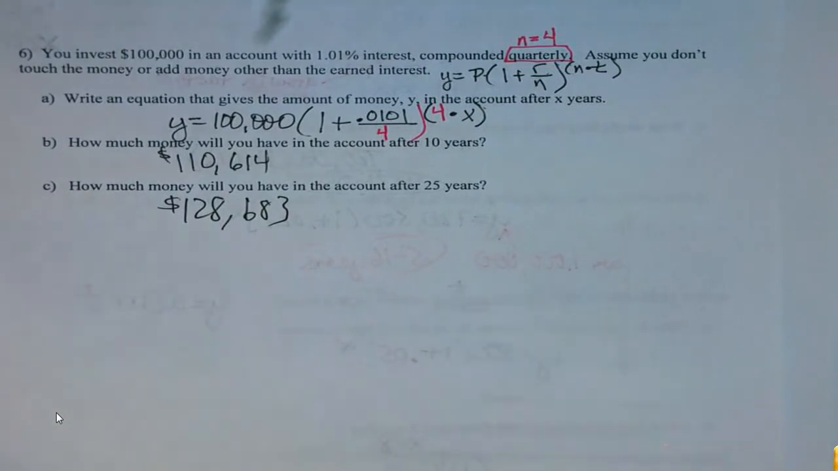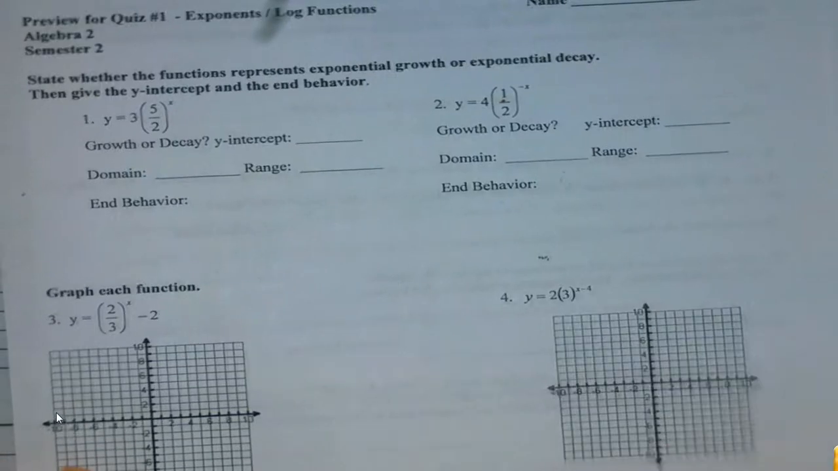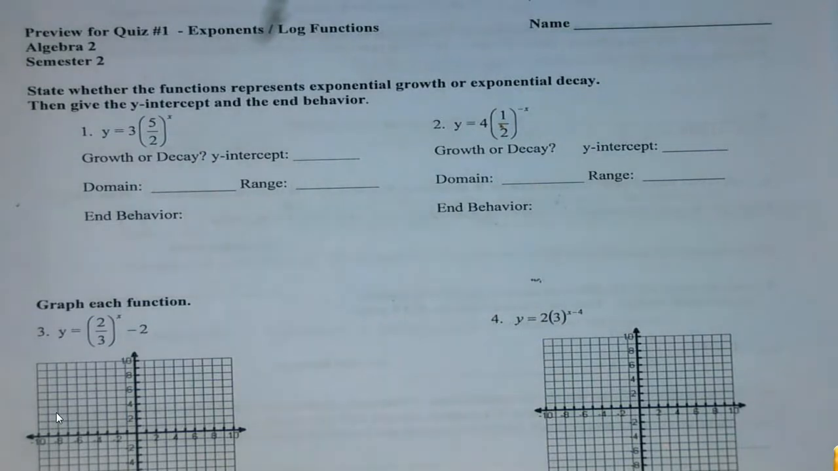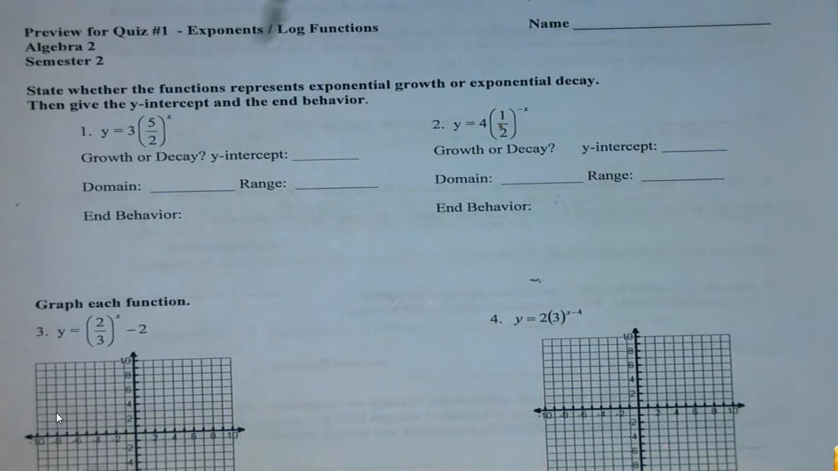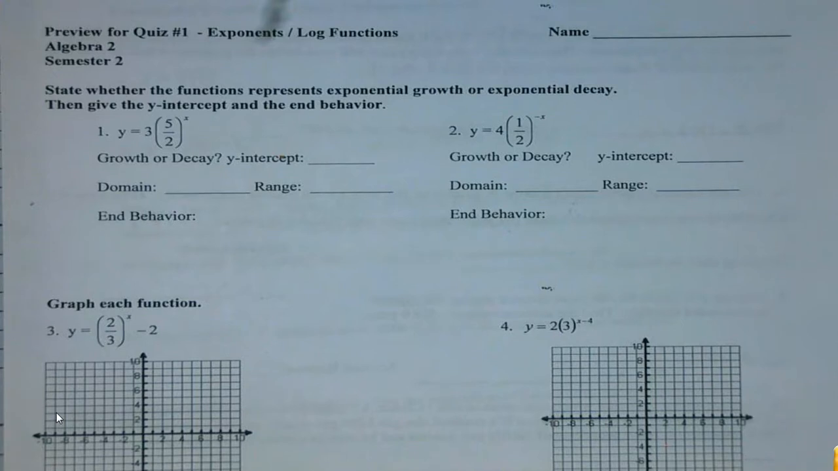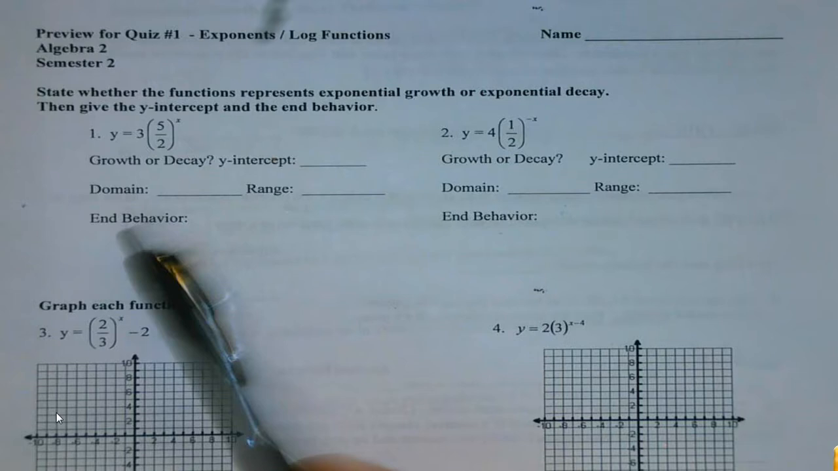Now, the other part is basically me showing you what the quiz is tomorrow. That would be this. And how you tackle it is going to be up to you. So I look at this first question, and I'm looking through, and I'm like, how many questions are on this? 10. Guess how many questions are on the quiz tomorrow? 10. Okay? So here it is. State whether the function represented is growth or decay. Then give the y-intercept, domain and range, and your end behavior.